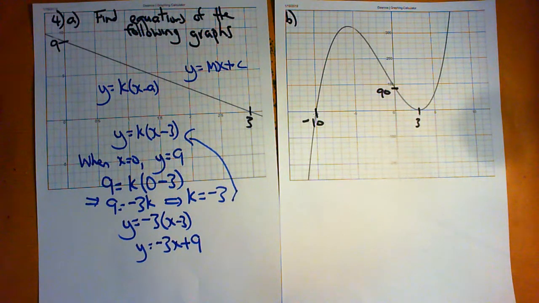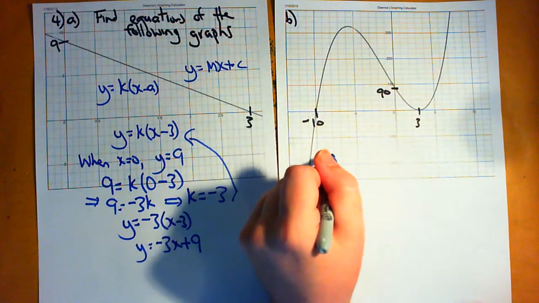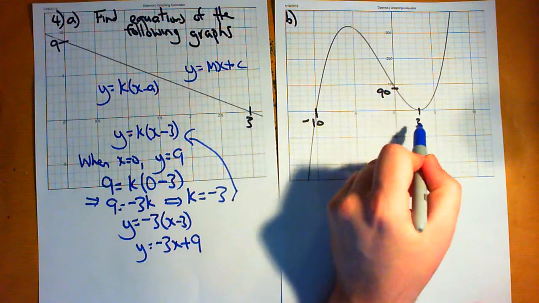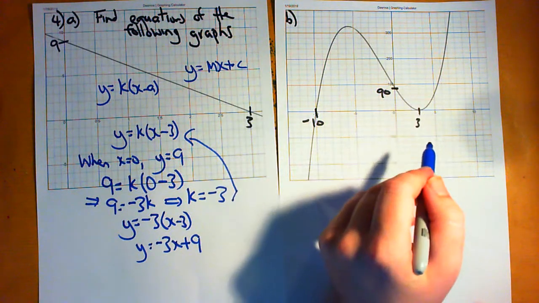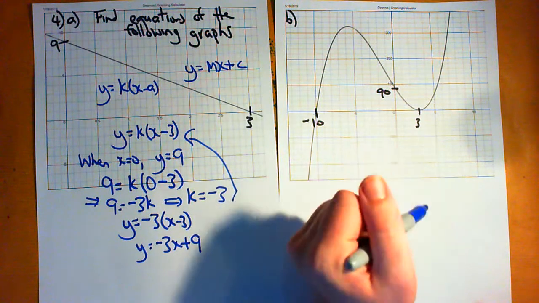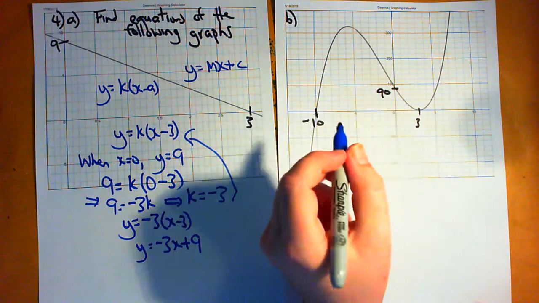Question B, on the right we see that we have a cubic. It has that cubic shape about it. So we also have two x-intercepts, which are negative 10 and 3. We can see that it's turning right on the positive 3 intercept, so that means it's a double intercept there, and it's got a y-intercept of 90.